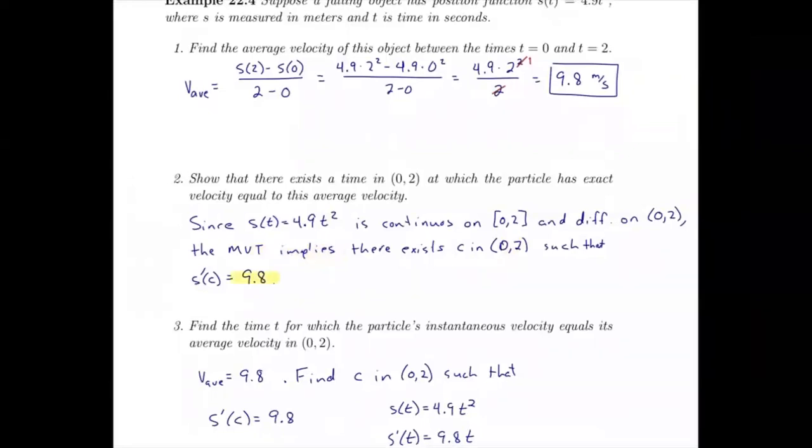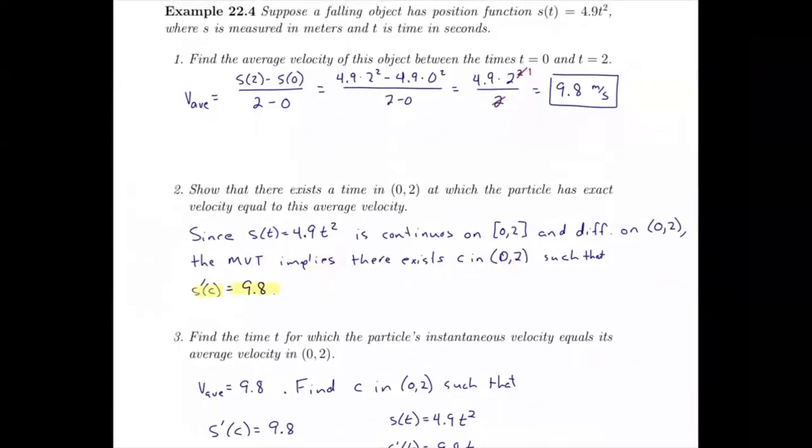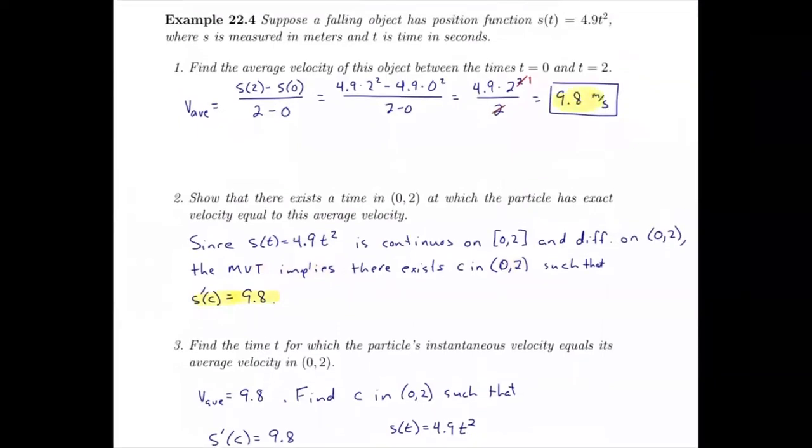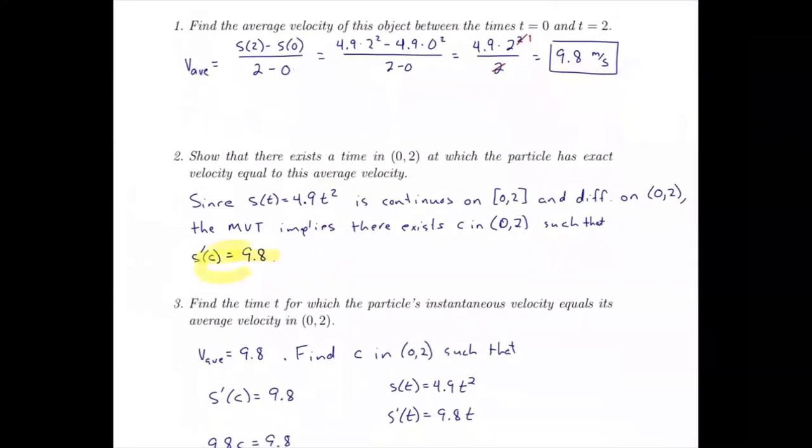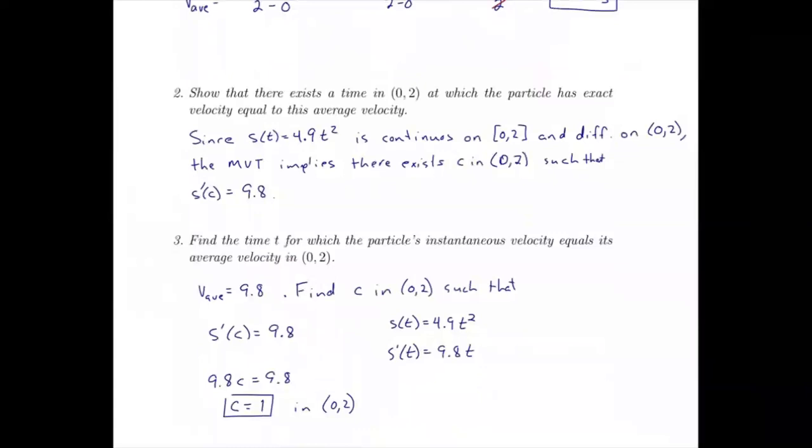So we know without ever even looking for it that at some point, if this thing travels at an average speed of 9.8 meters per second from time 0 to time 2, well, then we know at some point it went exactly 9.8 meters per second. That's what this line down here is telling us. Okay, and then the last step, you've probably anticipated it. Find the time t for which the particle's instantaneous velocity, the exact moment, is equal to its average velocity. So when exactly did this thing travel at its average velocity for that instant?